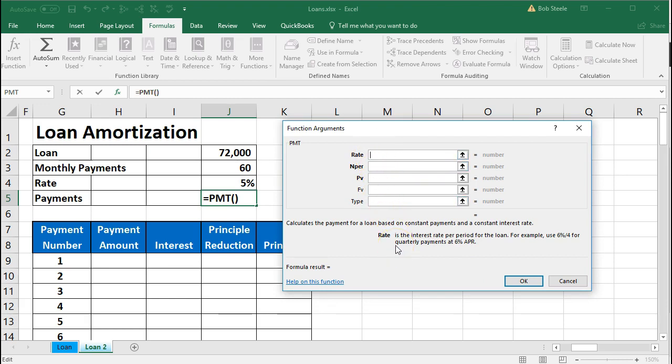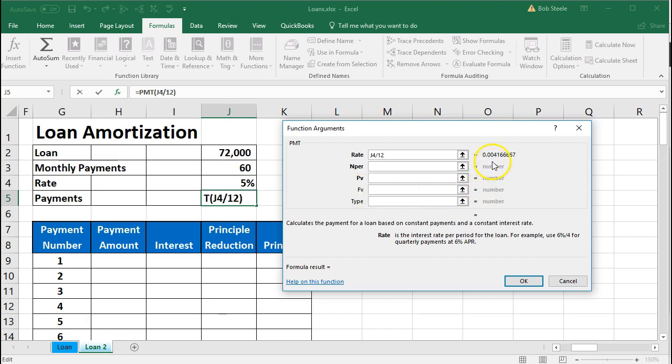So we have the rate, the interest rate per period. That's going to be this 5%. However, that 5% is for a year. So whenever you hear a rate, typically means per year. And we have 60 payments, and we're going to assume that's monthly payments. It says monthly payments. So per period would be that 5% yearly rate divided by 12 to make it a monthly rate.